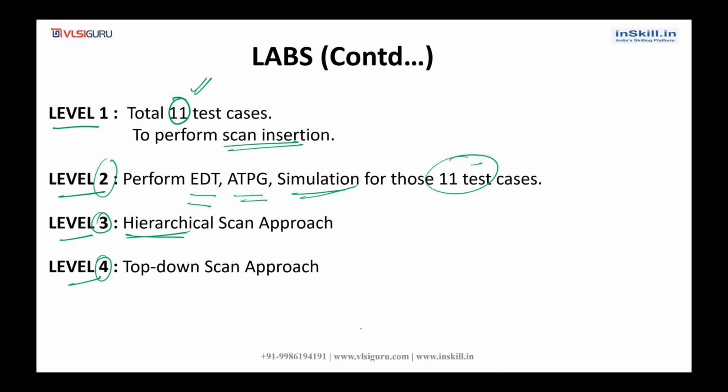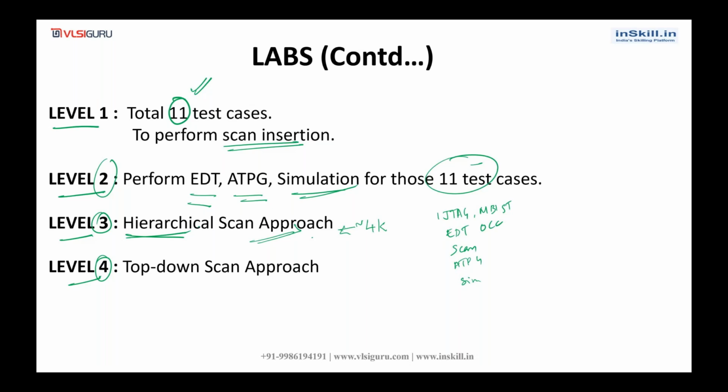Here you will have around 4K flops in level 3 projects. In level 3 projects, we will be doing the IJTAG and MBIST insertion, then EDT OCC insertion, then scan insertion, ATPG, simulation. All these things we will be doing in our level 3 projects, which use the hierarchical scan approach. Around 10 memories are there in this level 3 project, and around 4K flops will be there.